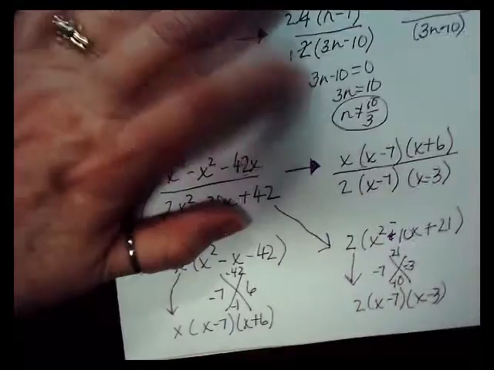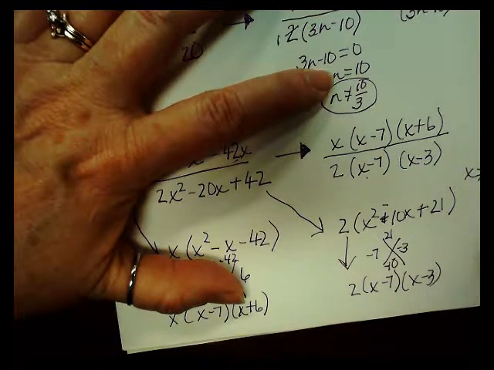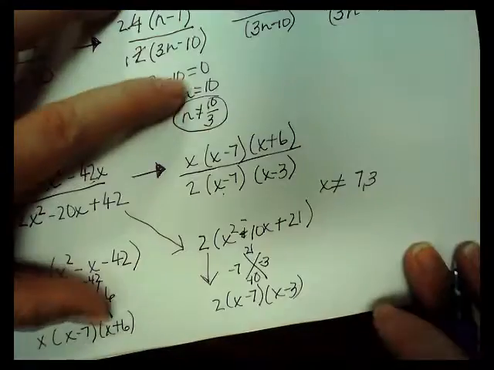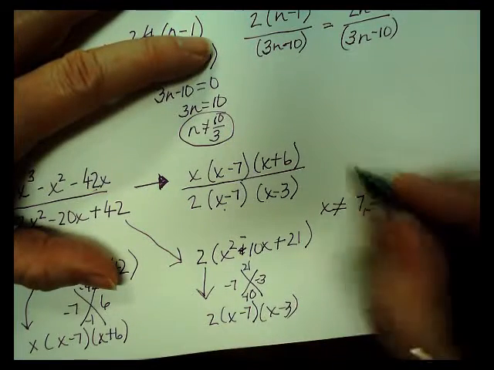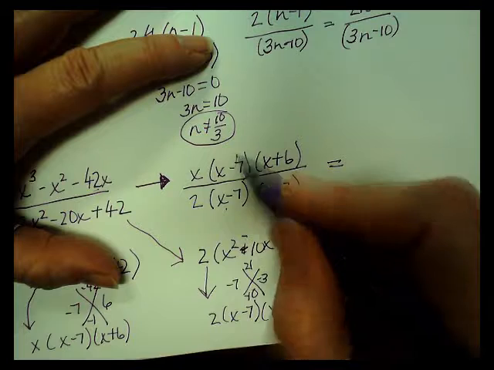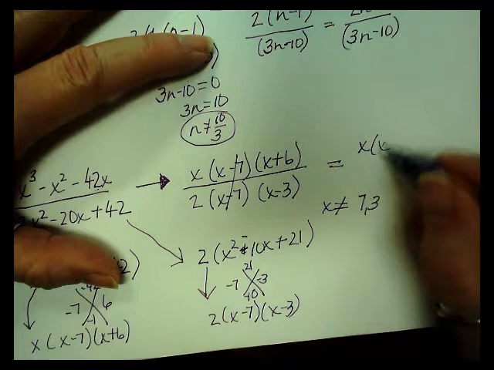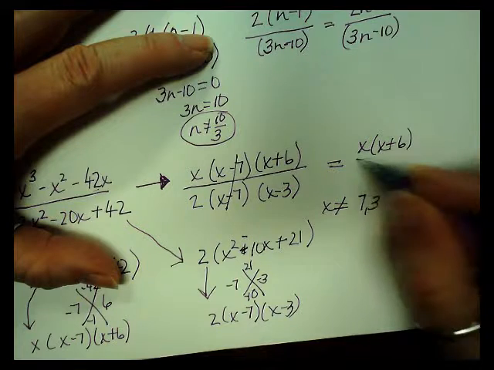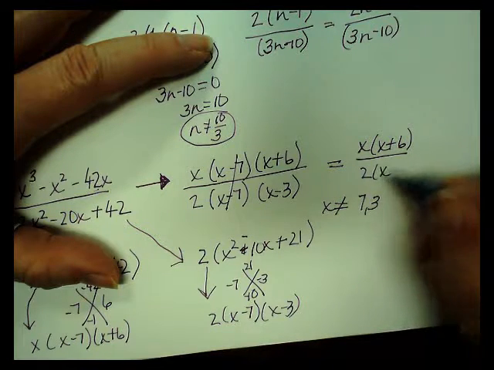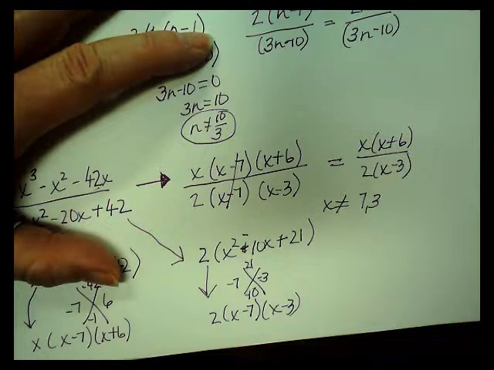My exclusions are going to be x cannot equal 7 or 3. Can you see what I'm writing? Sorry, got to move my paper over. And now, anything on top can cancel with anything on the bottom. So I've got x minus 7s. So all that's left is x times x plus 6 over 2 times x minus 3. Please do not take away the parentheses, because if you do, you're going to think you can cross stuff out.